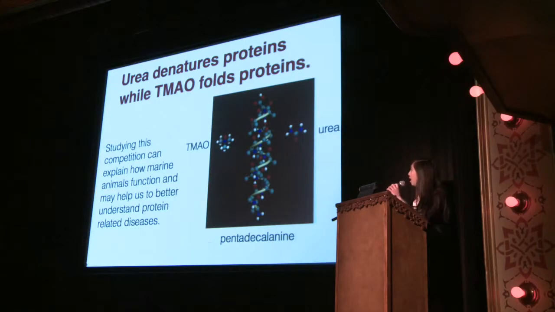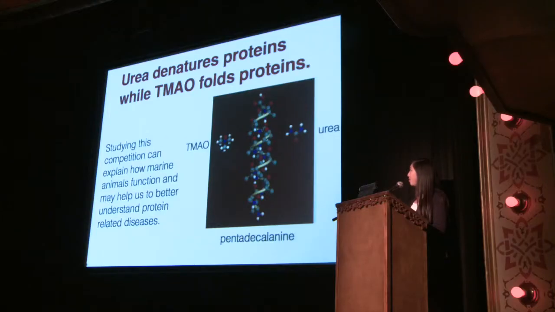I researched 2 osmolytes, urea and TMAO. Urea is an osmolyte found in sharks and other sea animals. Well, it's also found in us, but it helps them maintain osmosis with their outside environment. But urea also unfolds proteins, and proteins can't work unless they're folded. So sharks also have to produce another osmolyte called trimethylamine N-oxide, or TMAO, which folds proteins.